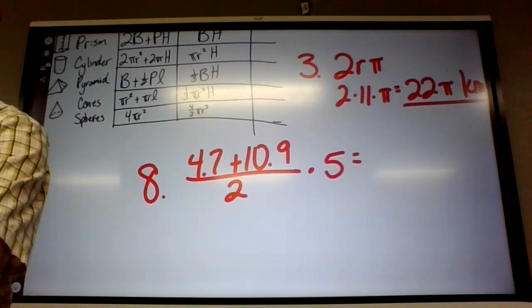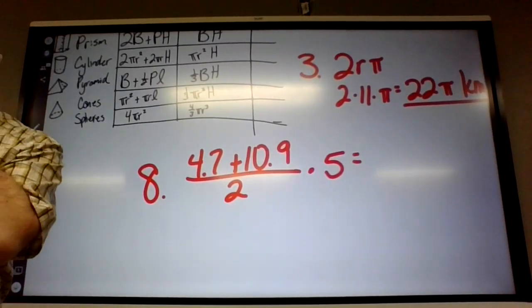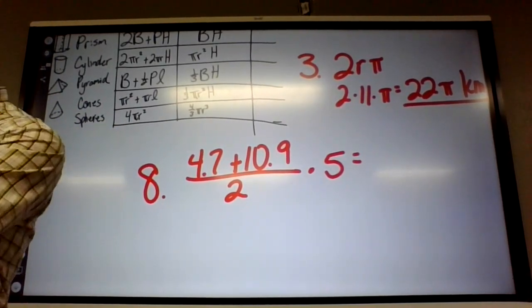Okay, number 11. What is that figure? Cylinder. You guys remember how to spell cylinder? C-Y-L-I-N-D-E-R.